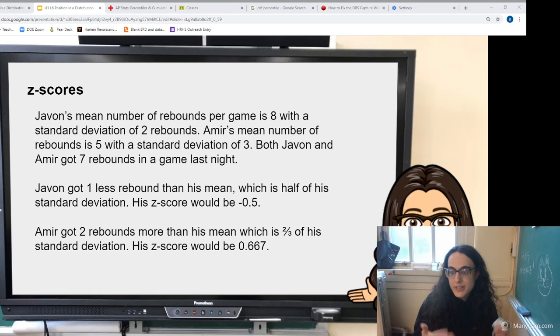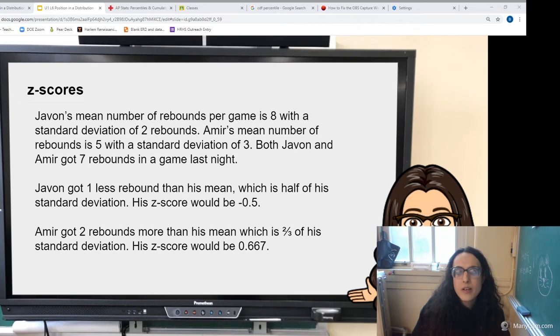For Amir, he's done something similar. He finds out that his mean number of rebounds per game is 5 with a standard deviation of 3. So he's got a lower mean and higher standard deviation, whereas Javon has the higher mean and lower standard deviation. He's a much more consistent rebounder, unlike with the points.